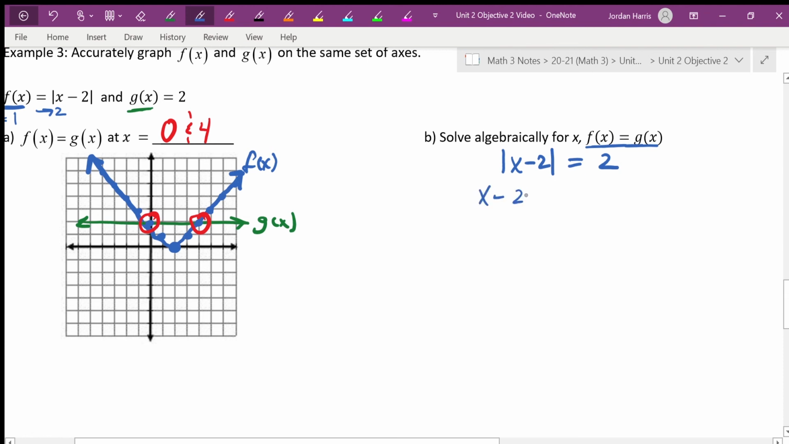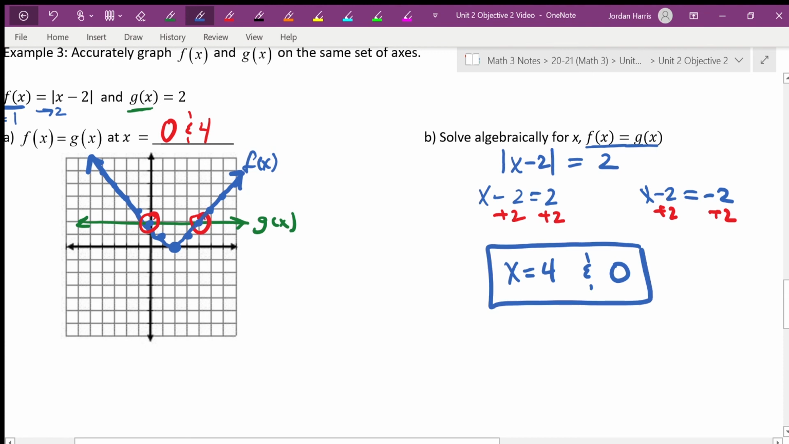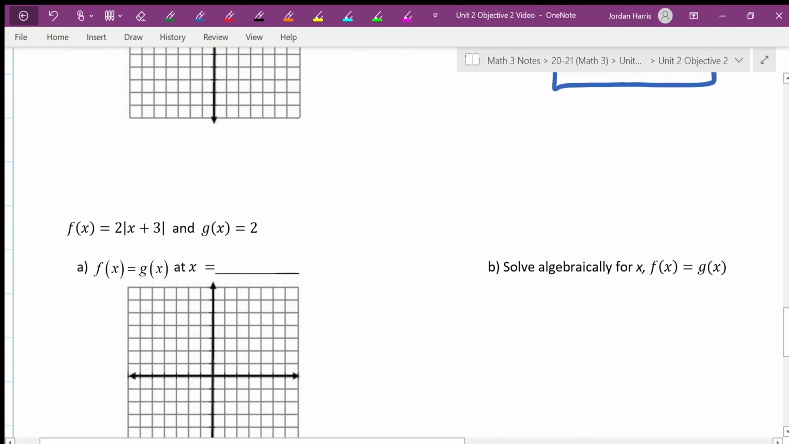And now we set it up. It's equaling a positive already. Absolute value is solved for. So set up my two equations. Add 2, and I get x equals 4. And add 2, and I get x equals 0. So I use my algebra showing my work, and I proved it is true. Okay, next one.